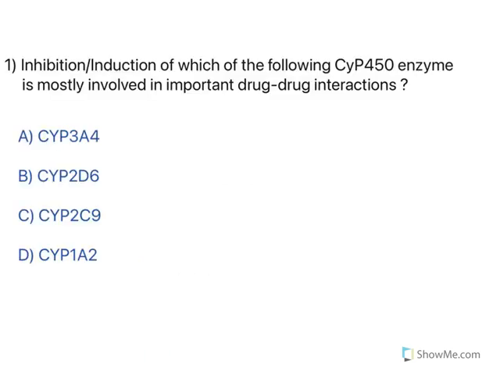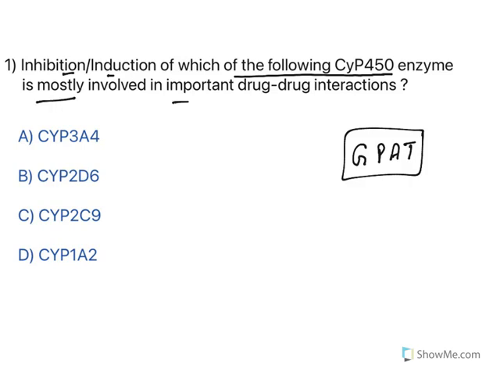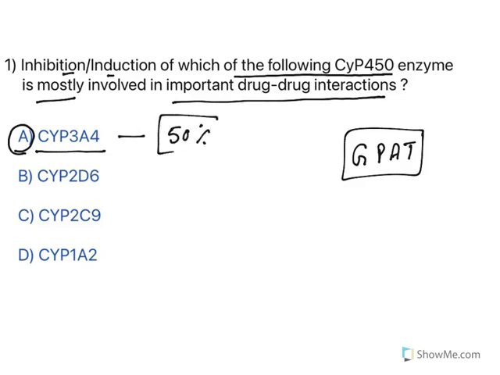Let's begin the topic. Now, the first question, as I told you, all these questions are from previous GPAT. So, please follow them. See, inhibition or induction of which of the following cytochrome P450 enzymes is mostly involved in important drug-drug interactions? Now, the answer for this is the cytochrome P3A4 family. Now, this particular enzyme is responsible for more than 50% of the drug metabolism.